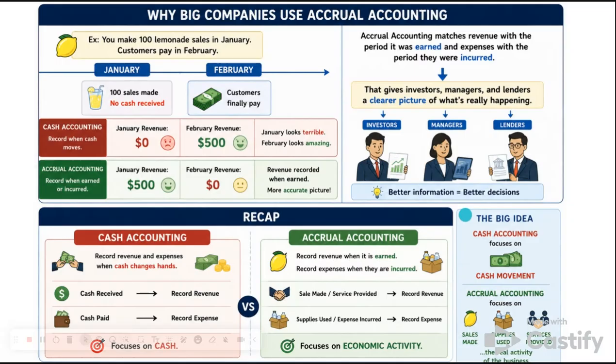Let's compare the two methods. Imagine your lemonade stand makes 500 sales in the last week of the month. Customers won't pay until the next month though. Under cash accounting, revenue this month would be $0. And under accrual accounting, you made 500 sales worth of revenue. So which one gives a more accurate picture of how your business has performed? Usually it's accrual accounting, and that's why large companies use it.